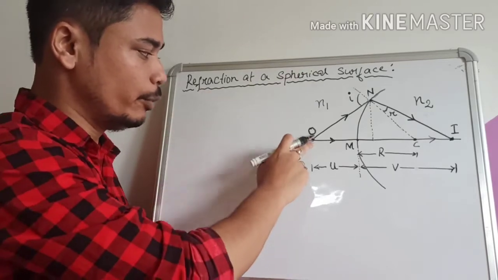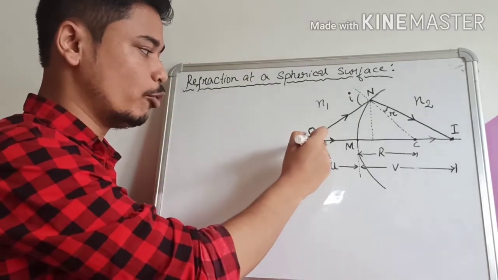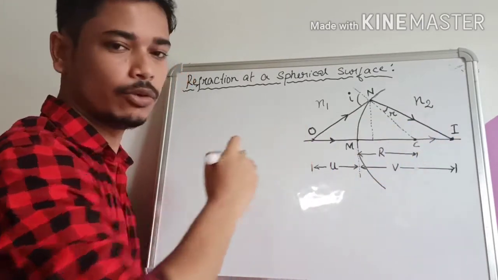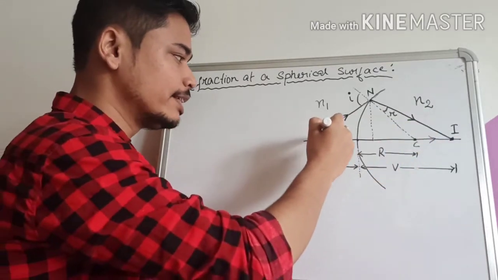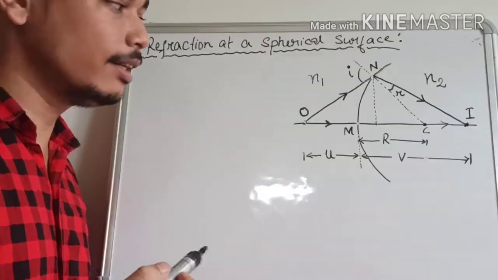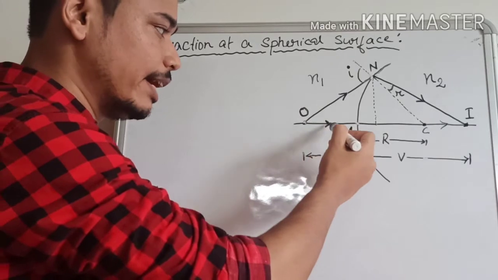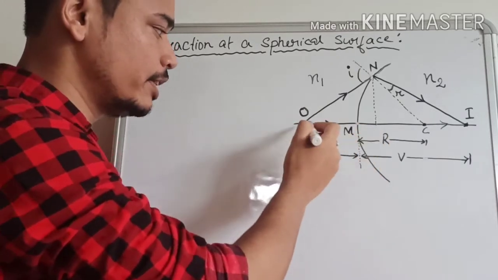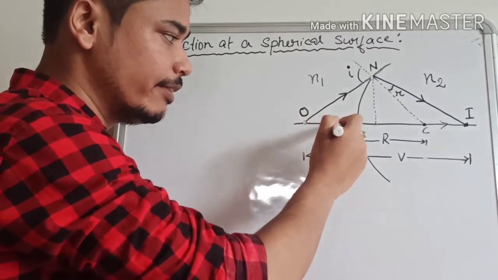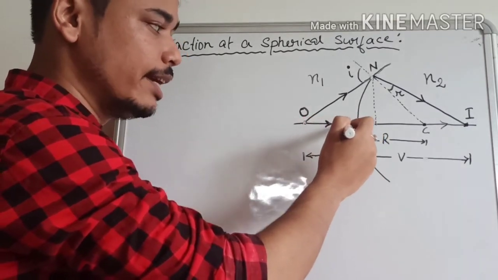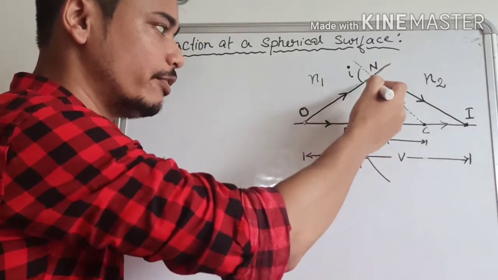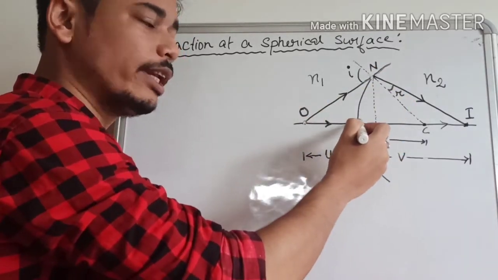Now we have a point object here. This is a point object O. From this we consider two rays emanating from the point object. One ray is traveling along this direction and another ray is traveling along this direction. Now see, this ray is originating from the point O, the object O, and it is traveling along this direction. This ray is normal, or perpendicular, to the spherical surface at this point M.